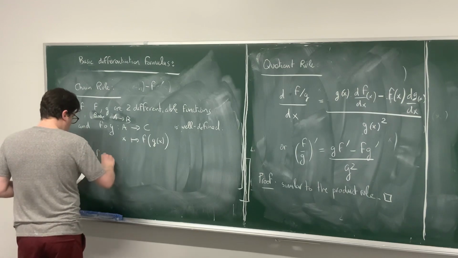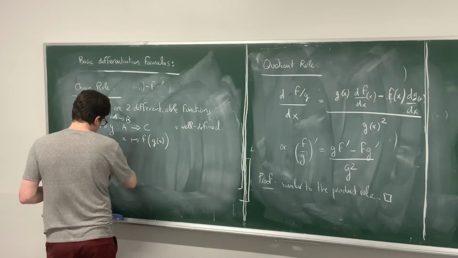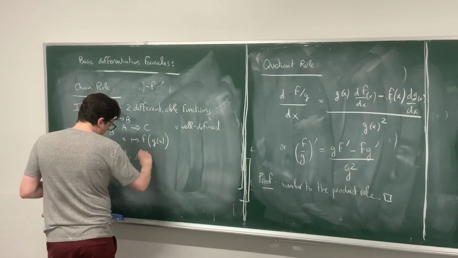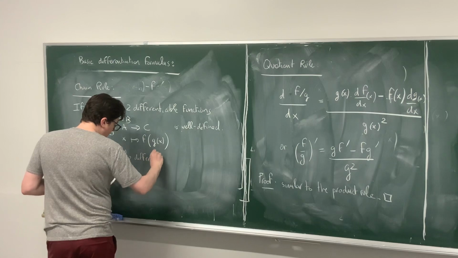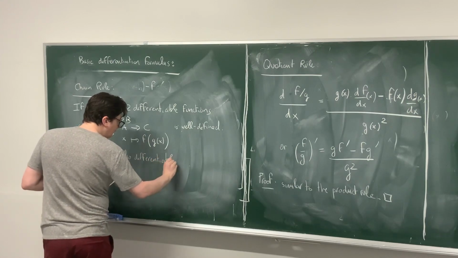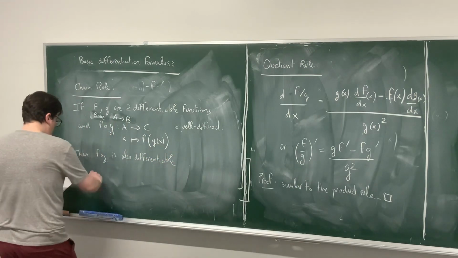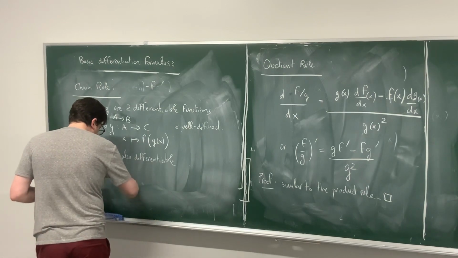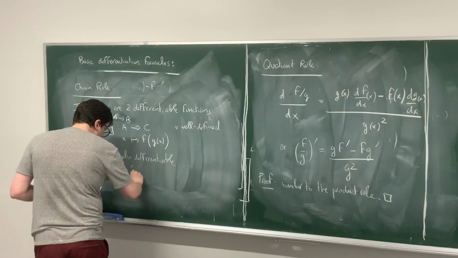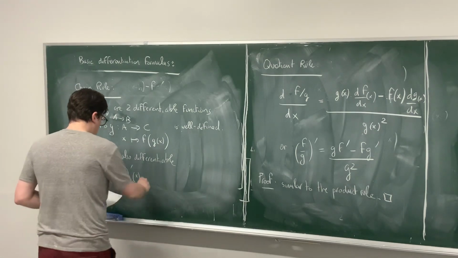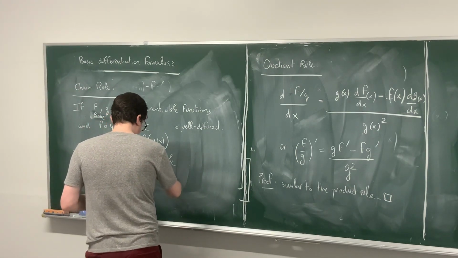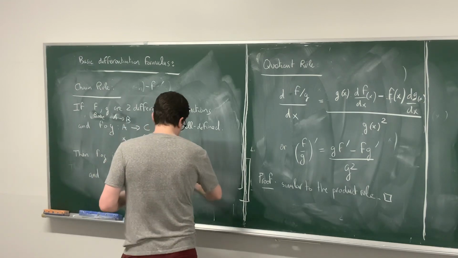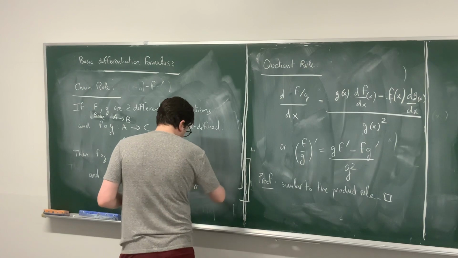Then f composed with g, the function is also differentiable. And we have the derivative of f composed with g evaluated at x. This will be f prime of g of x times g prime of x.